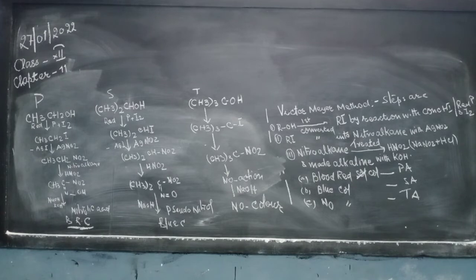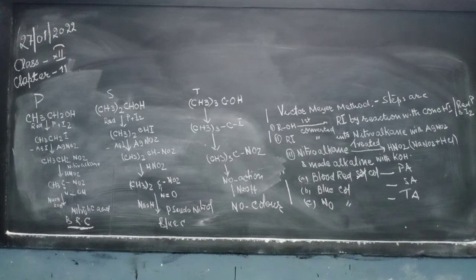Nitroalkane is then treated with nitrous acid and the solution is made alkaline with KOH or NaOH. If a blood red color appears, it is primary alcohol. If a blue color appears, it is secondary alcohol. If there is no color, then it is tertiary alcohol.